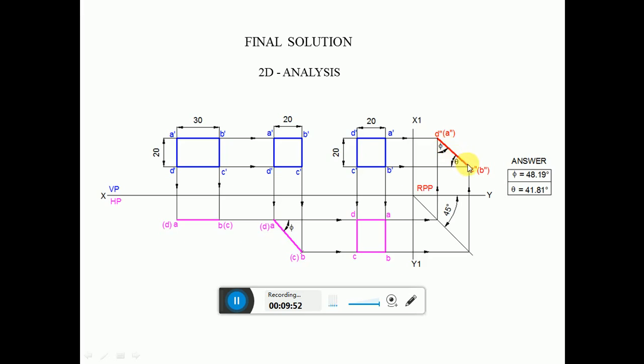So theta, which is the surface inclination with respect to HP, is 41.81, and phi is the surface inclination with respect to VP, which will be 48.19. The sum of these two should always be equal to 90 degrees. But here the decimal point is given only because it is worked in CAD. If it is manual, then it becomes 48, and here it becomes 42 degrees. Okay.